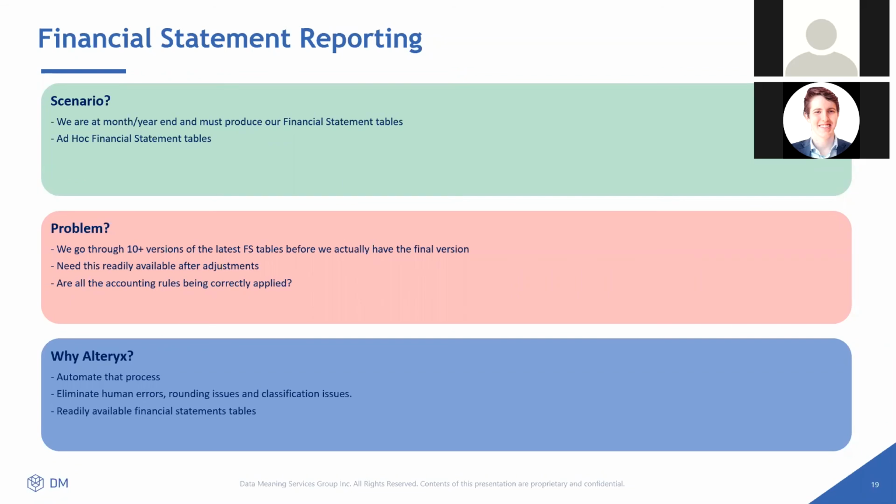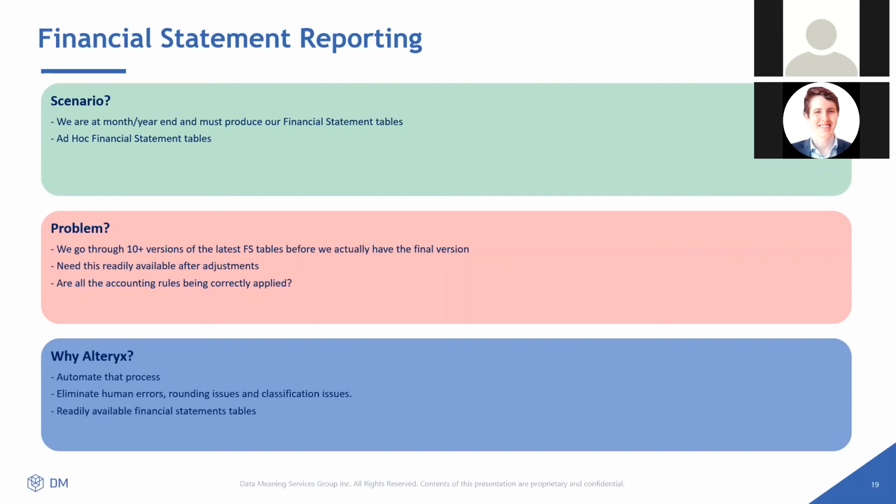We all know that whenever generating those tables, we may end up spending time on different versions of it. So we're always creating version 1, version 2, version 3, or version 4, on and on, right? To get the latest tables that we need to use for the final version. We need to have this readily available after any type of adjustment, right?